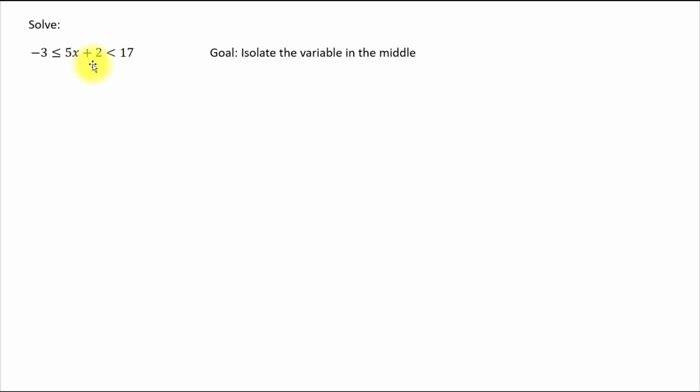Remember, we would start by subtracting 2 from both sides. Well, in this case, we don't have two parts, we have three parts. So when we say subtract 2, we're going to subtract it in the middle, on the right, and on the left. As the result, in the middle I'll have 5x, on the right hand side I'll have 15, and on the left I'll get -5.